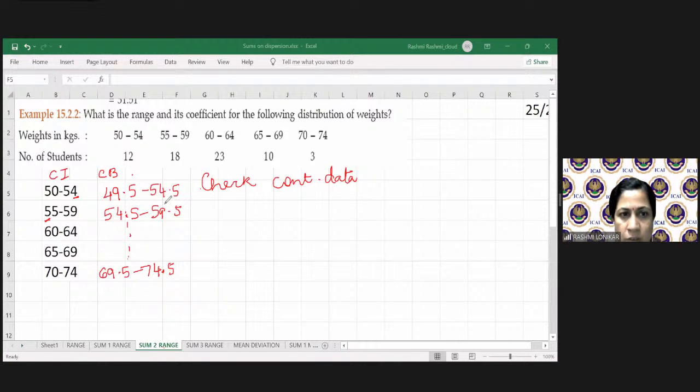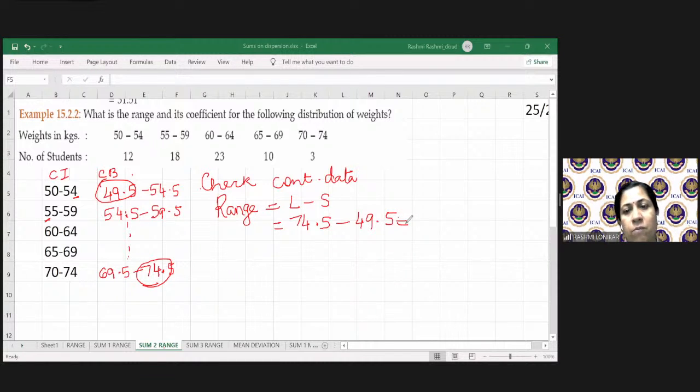तो इन सब की कोई जरूरत नहीं है। हमें क्या करना है, रेंज निकालनी है। रेंज इज सिंपली लार्जेस्ट माइनस स्मॉलेस्ट। सो लार्जेस्ट कितना हुआ, ये मेरा लार्जेस्ट नंबर हुआ, स्मॉलेस्ट कितना हुआ, ये मेरा स्मॉलेस्ट नंबर हुआ। तो दिस इज 74.5 minus 49.5. So how much is this? 74.5 minus 49.5 is 25.